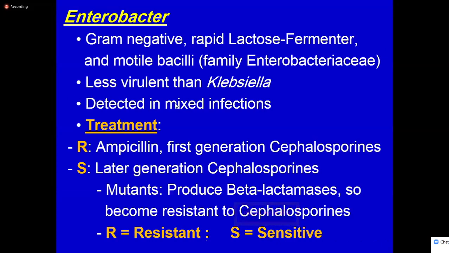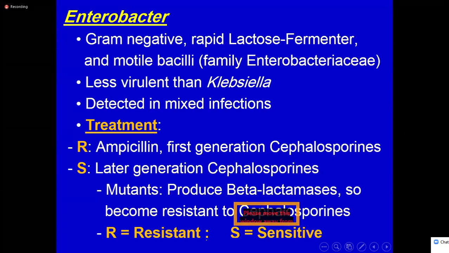Usually detected in mixed infection. That means you get, for example, Enterobacter plus Staphylococcus. Mixed infection. Treatment ampicillin because it is less virulent. First generation cephalosporin. Later generation of cephalosporins also can be used. That is to say, the new generation, second generation, third generation.